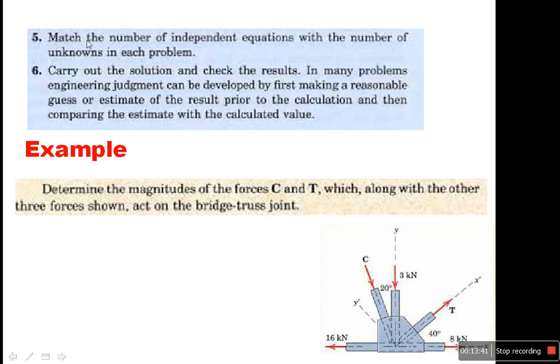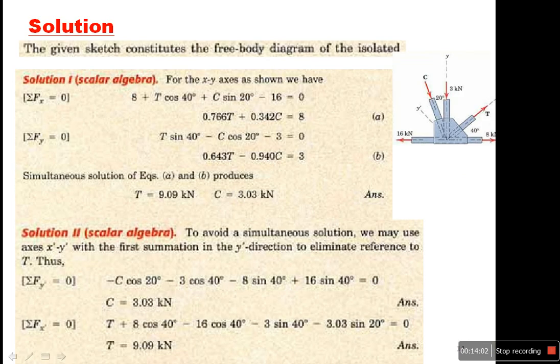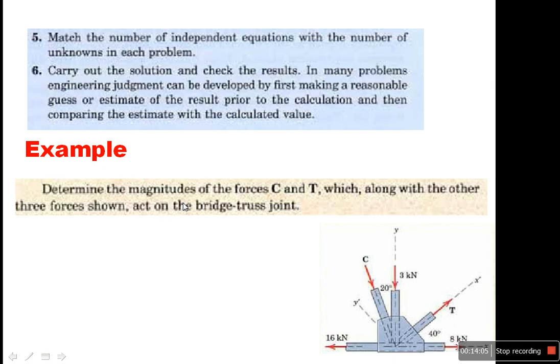Five, match the number of independent equations with the number of unknowns in each problem. So I need to check, do I have the same number of equations as the number of unknowns? That means if I have 3 unknowns, I need 3 equations. If I have 4 unknowns, I need 4 equations, and so on. Then I need to carry out the solution and check the results. Actually, these are the 6 steps that I need to solve equilibrium problems.